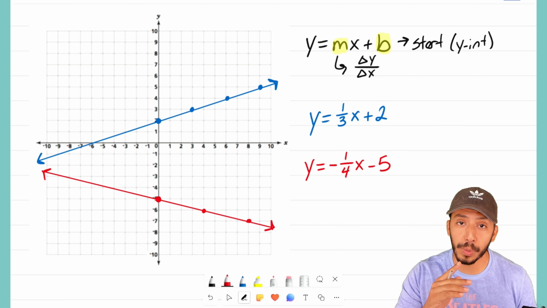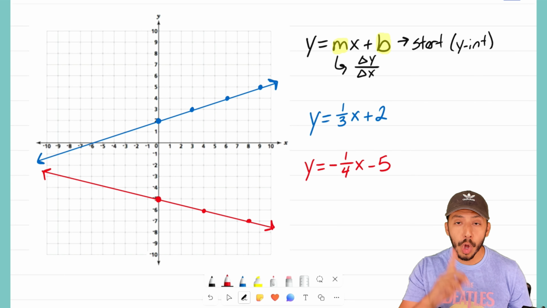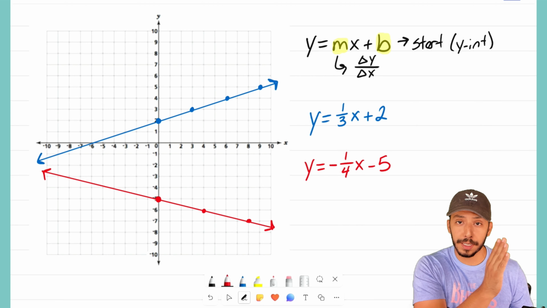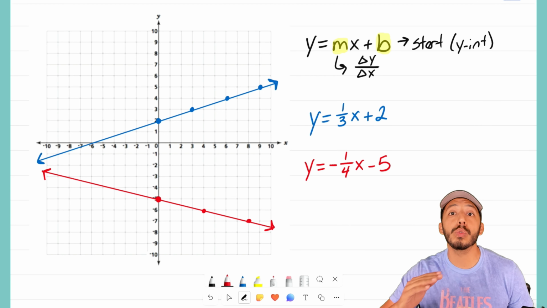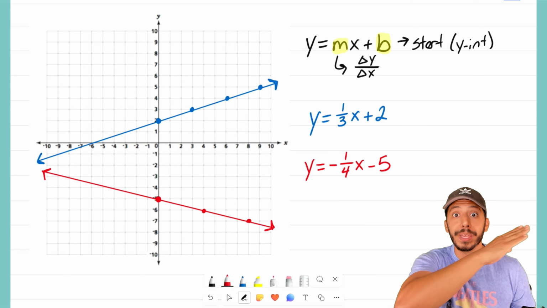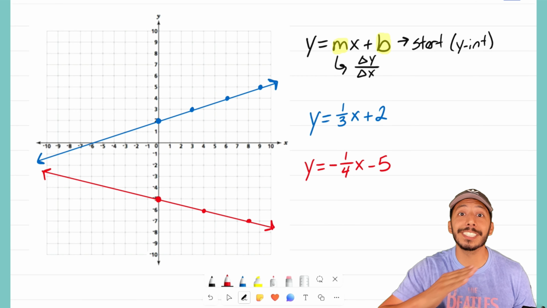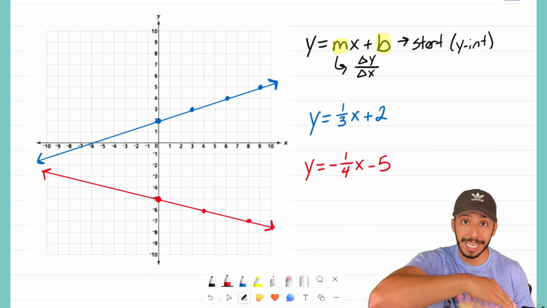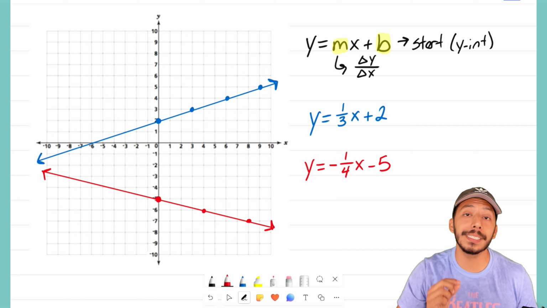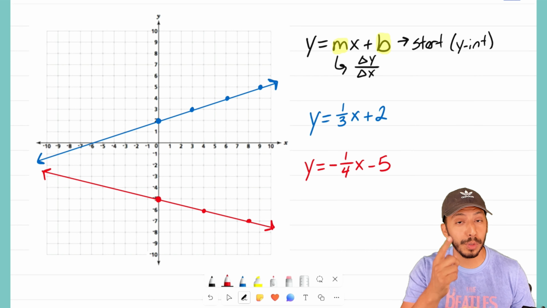Just a quick note, okay? With positive slopes, we read graphs from left to right. So look at that blue line going left to right. That line is rising. It is going up in the right direction because the slope is positive. The red line is going down because its slope is negative. That's a little trick you can remember.